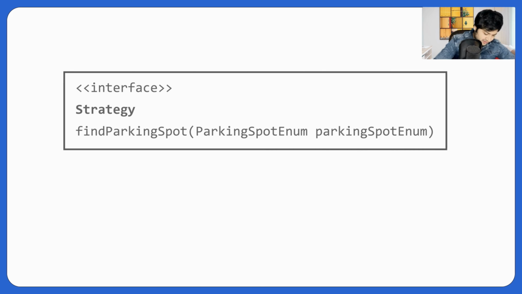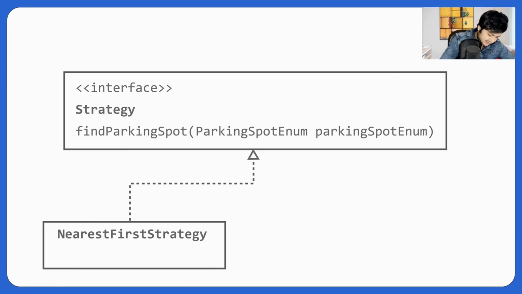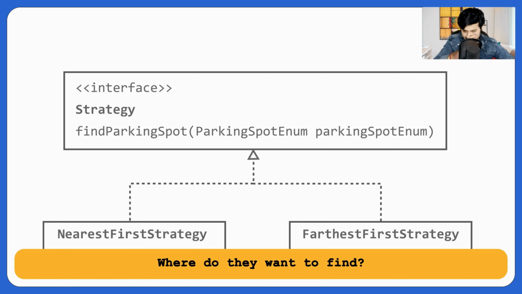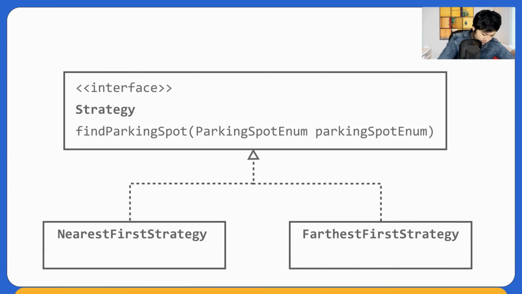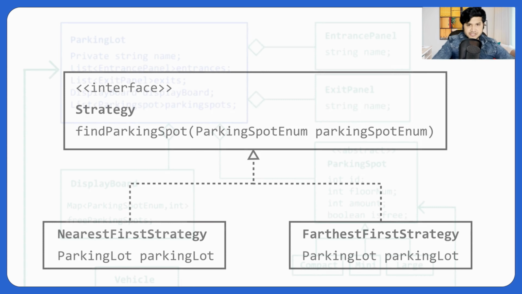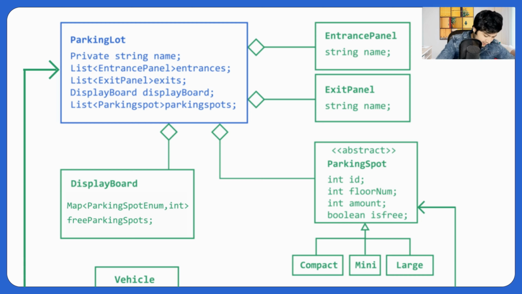Now since there are two strategies, both of them would implement this method. So first is, let's say, NearestFirstStrategy, and second is FarthestFirstStrategy. Again, where do they want to find the nearest? In the parking lot. So both of them will have an instance of parking lot. Now if we see in parking lot, we have a list of parking spots, right? We have a list of parking spots.